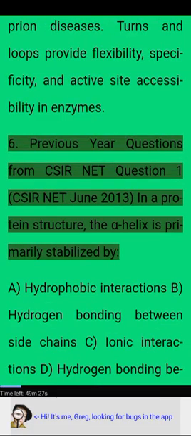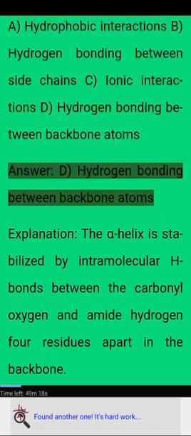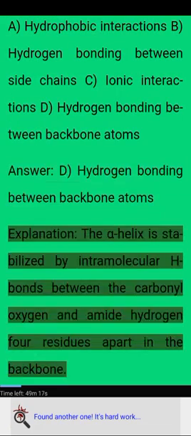6. Previous year questions from CSIR NET. Question 1. CSIR NET June 2013. In a protein structure, the alpha helix is primarily stabilized by A. Hydrophobic interactions. B. Hydrogen bonding between side chains. C. Ionic interactions. D. Hydrogen bonding between backbone atoms. Answer. D. Hydrogen bonding between backbone atoms.